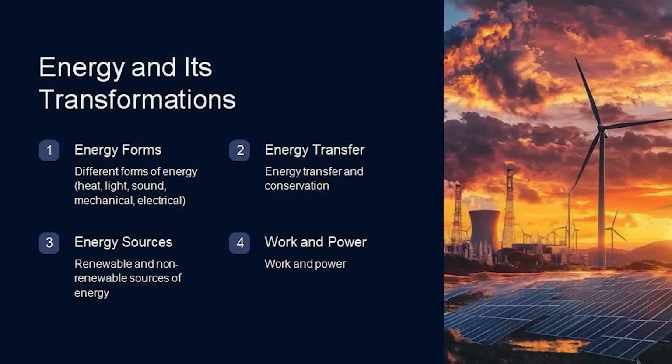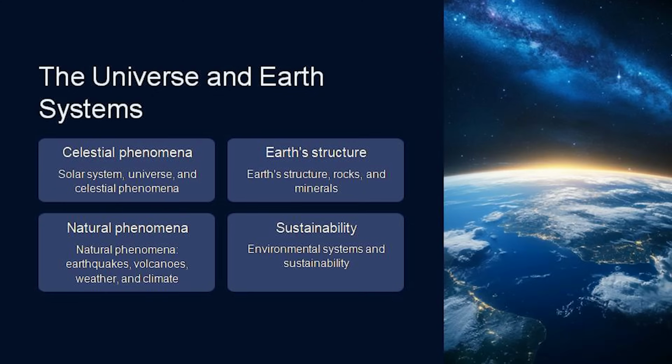Now let us move to the next core area, that is universe and earth systems. In this area, if you observe, there are different celestial phenomena like the solar system and universe, and some natural phenomena also, like earthquakes, volcanoes, weather and climate. And it also includes earth structures, the structure of the earth. We know earth consists of different types of layers, and it includes rocks, minerals and sustainability also, like environmental systems and sustainability. All these areas come under this core theme, that is the universe and earth systems.